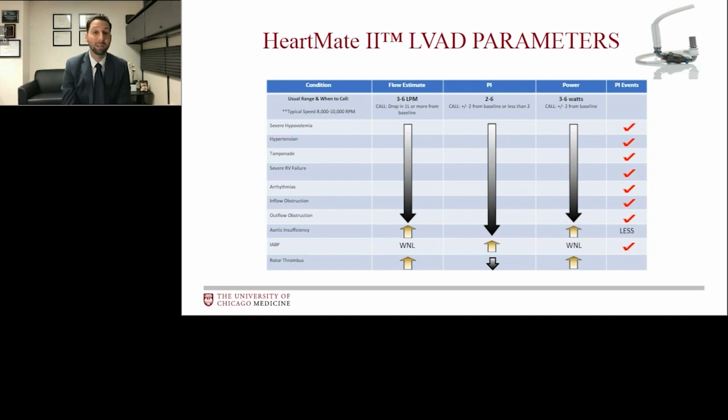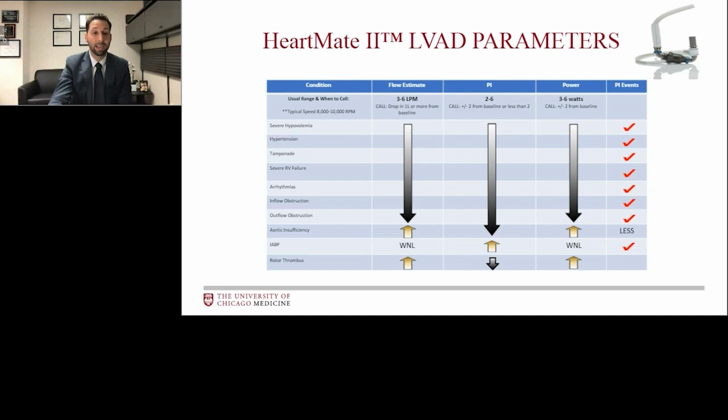And since estimated flow is based off of the power, the estimated flow is also going to appear like it's going up on the device interrogation. But in reality, true flow is going down here because of the actual thrombus and obstruction of flow itself.